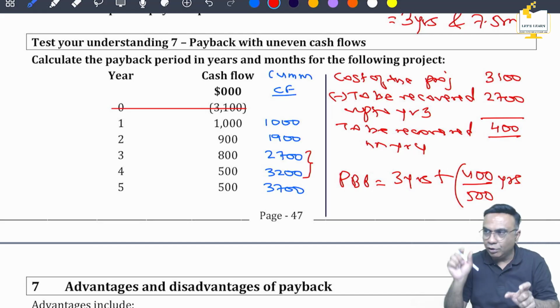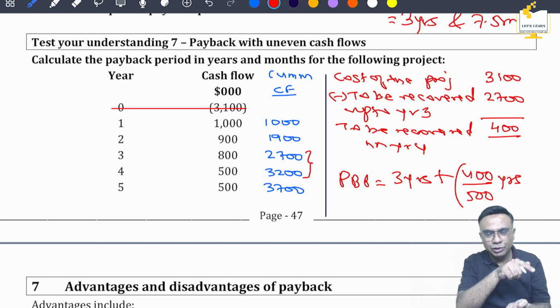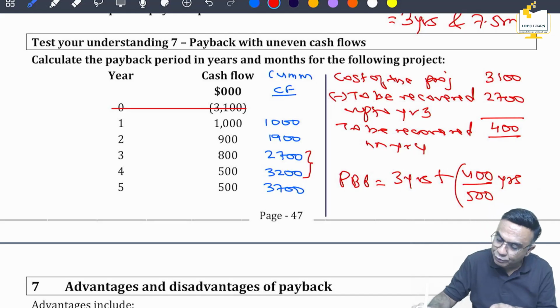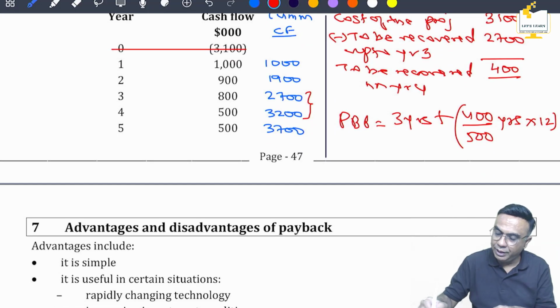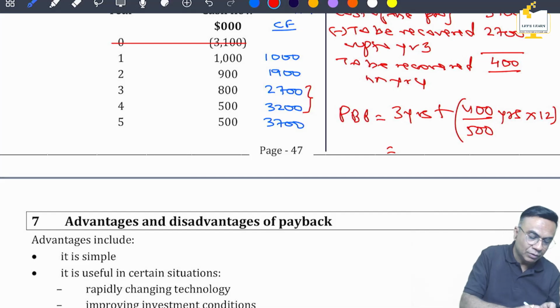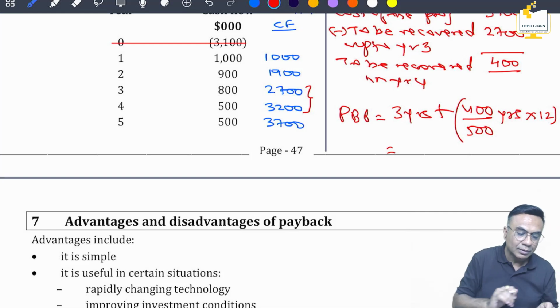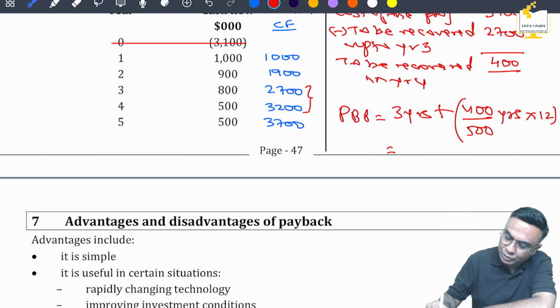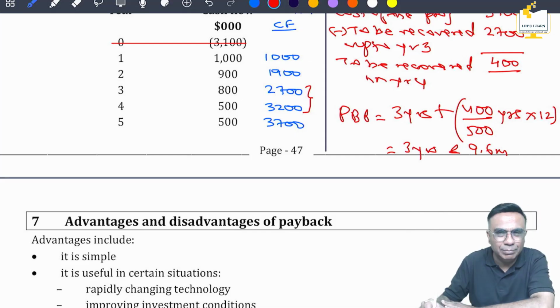So 500 for one full year, 400 how much? Unitary method, cross multiply. So 400 divided by 500 years. This will be 0.8 years. But if you want answer in months, I am going to multiply with 12. Okay, so your answer will be what? 400 divided by 500, this is 0.8 into 12. That comes to 9.6 months. So your answer is 3 years and 9.6 months. So approximately we can say 10 months.